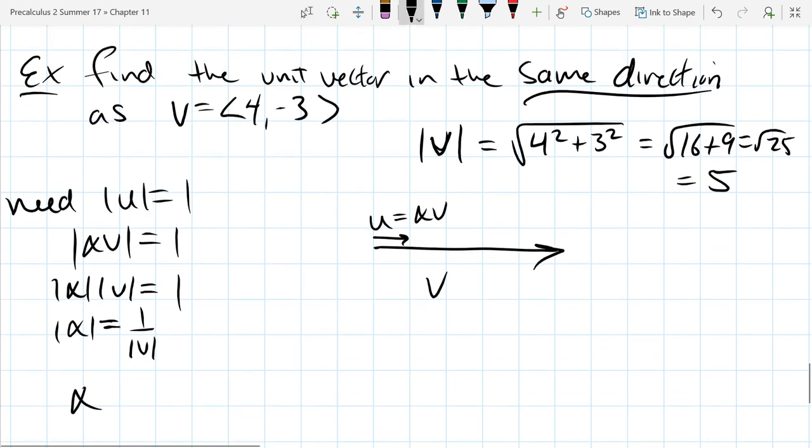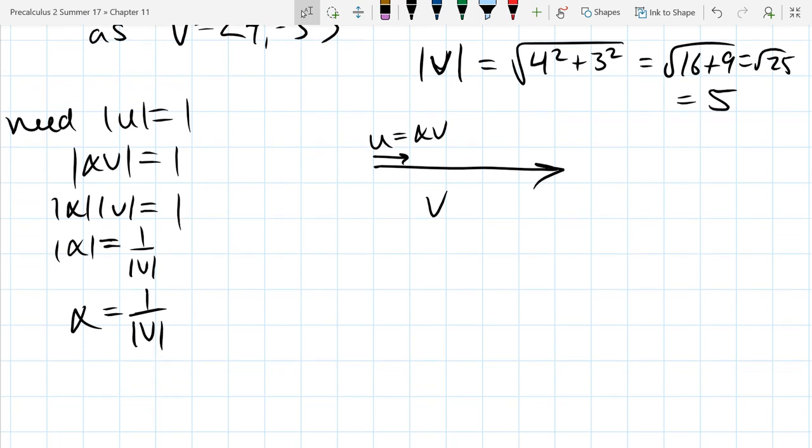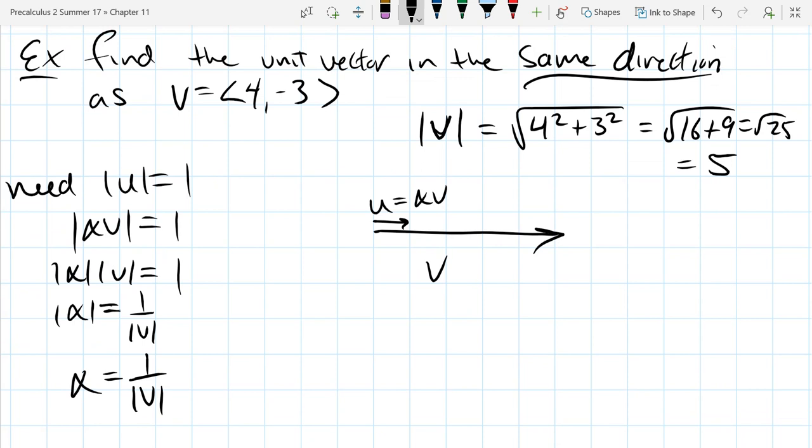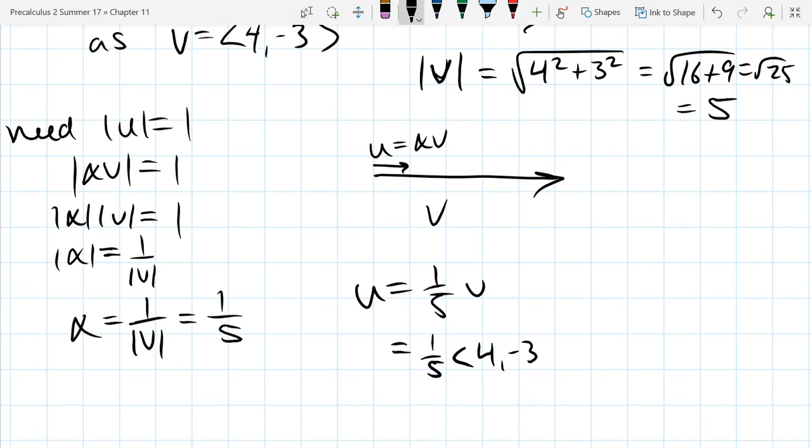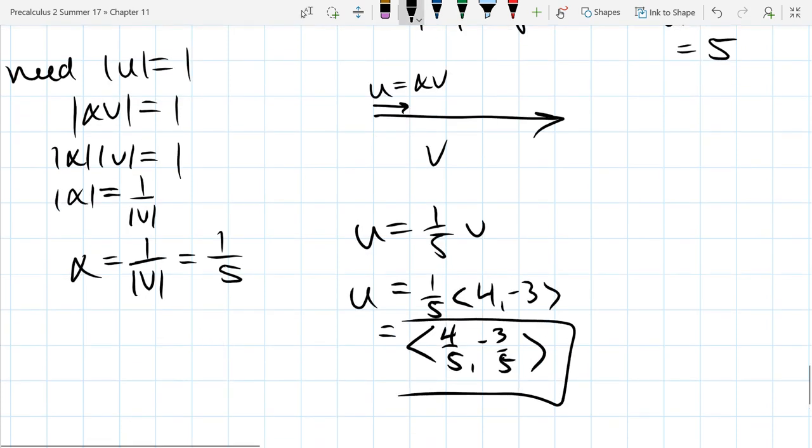So I want the same direction, which means alpha is going to be positive. If I ask for the opposite direction, or the anti-parallel unit vector, then I would go with negative 1 over the magnitude. So basically, alpha is the reciprocal of the magnitude. That's how you scale a vector to be a unit vector. So looking here, the magnitude for our example was 5. So this is 1/5. So our vector u is 1/5 of this vector v. Is the unit vector in the same direction.